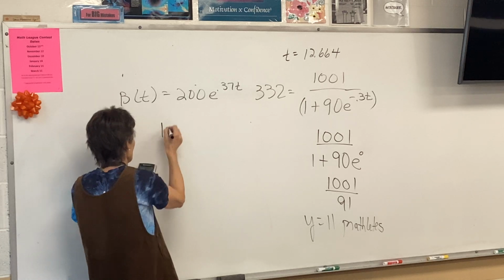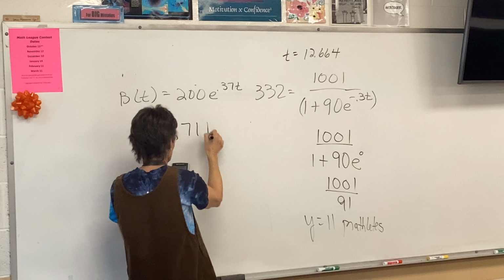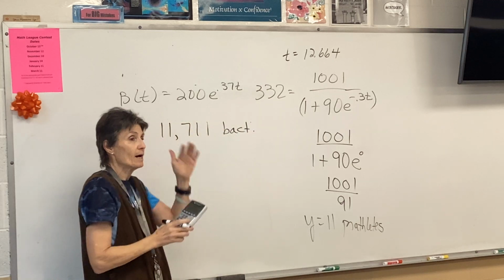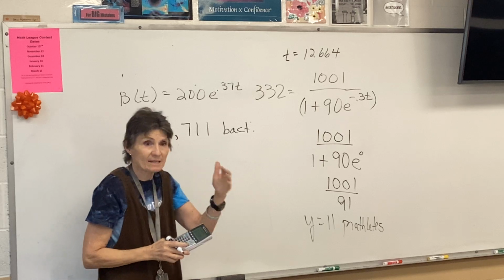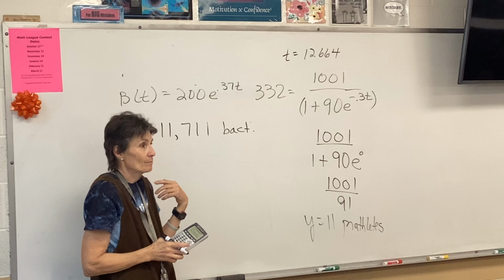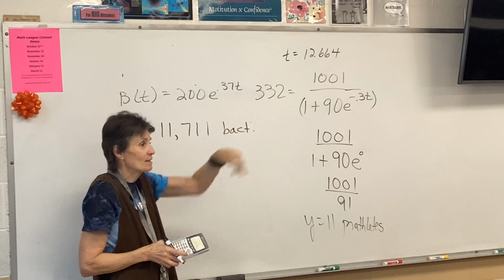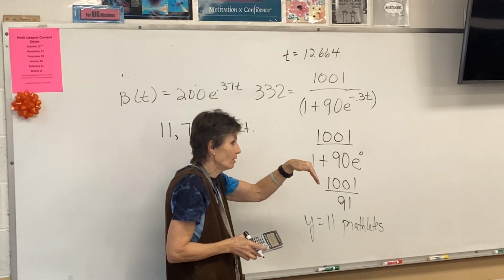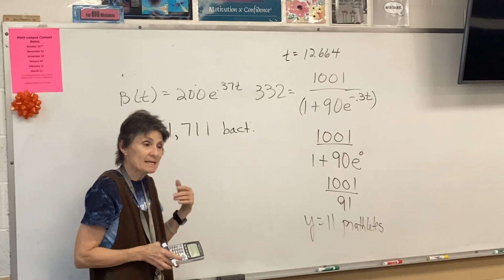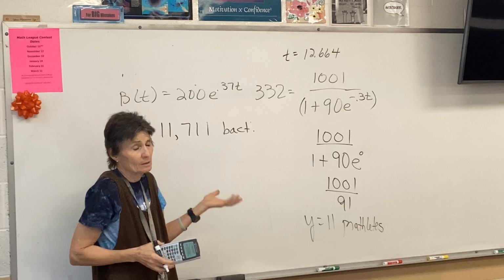Did you get 11,711? Now that one I am rounding off because this is bacteria. Can I have half a bacteria? No, maybe. I don't know. We'll leave that to the biologists. If it's people or animals, it's gonna be whole things. Years, can we have half a year? Sure.